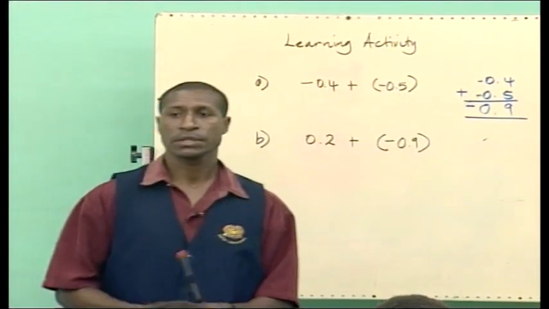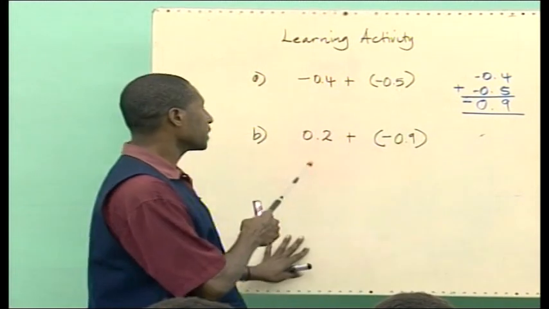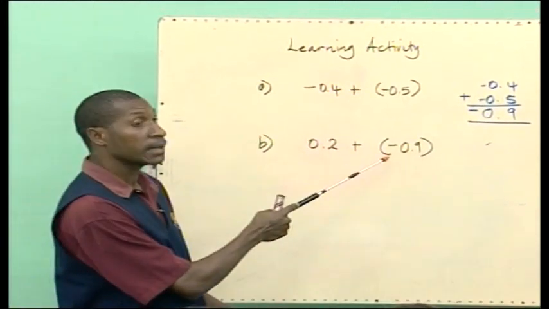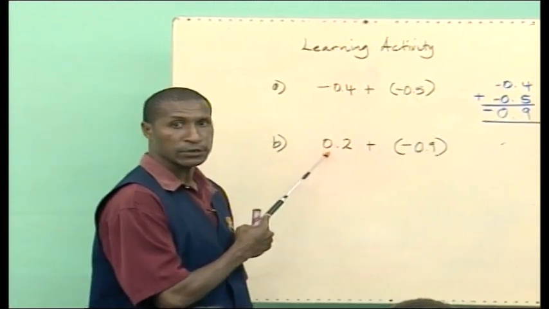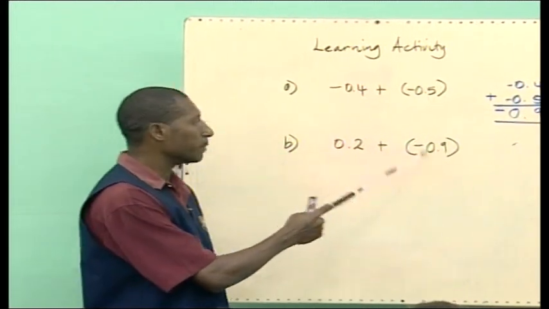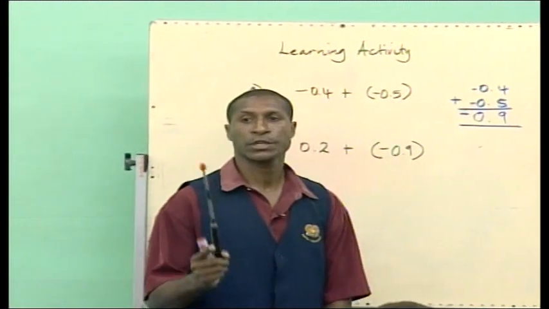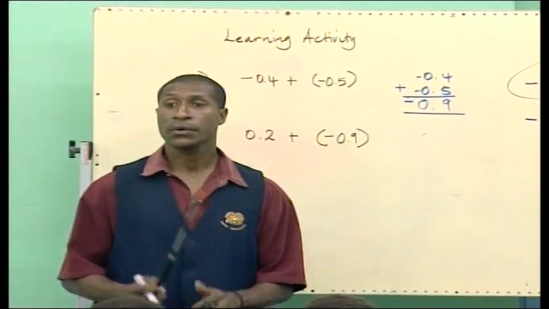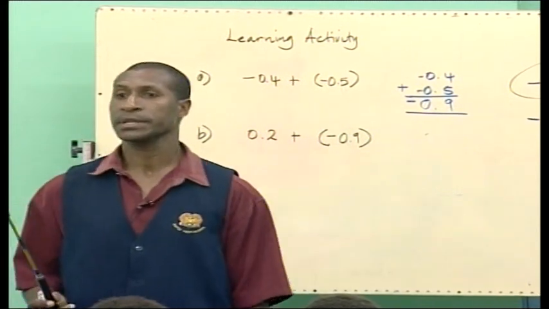Okay, let's correct the two answers. Now receiving students, we have two different answers here. Now let's follow the steps. We are adding a positive and a negative number. What is the first step which was given in your example, the rule of adding directed numbers?